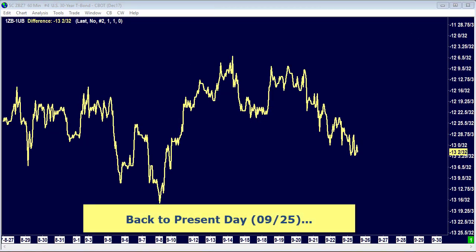Okay guys, so now it's the same exact chart, ZB-UB, but instead of it being September 14th, we're 11 days later, it's September 25th. So I thought it'd be really valuable to show you exactly how this trade worked out. So again, 9/14, ZB against UB, it's just ZB minus UB. This is a relative value trade. We're trading the difference between those two instruments. We shared it, and it was trading at right around this level here, -12.6.